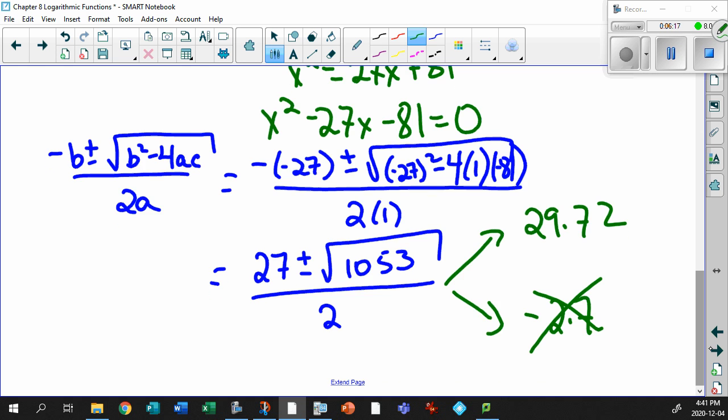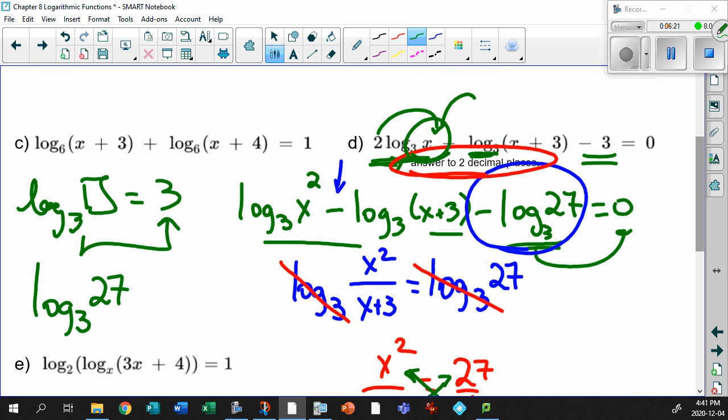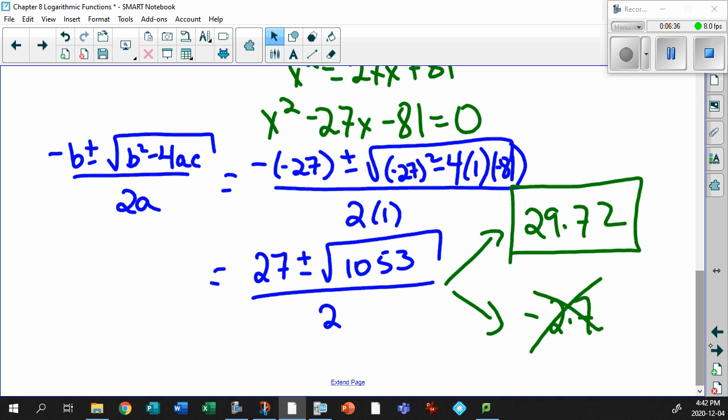The other one is 29.72. Let's go back and take a look. Can you put in 29.72 here? Yup, and take a log of it, no problem. Can you put 29.7 into this x plus 3? That's going to work, no problem. So your answer, in fact, is 29.72 to 2 decimal places.